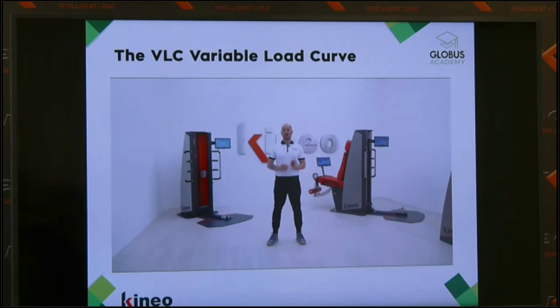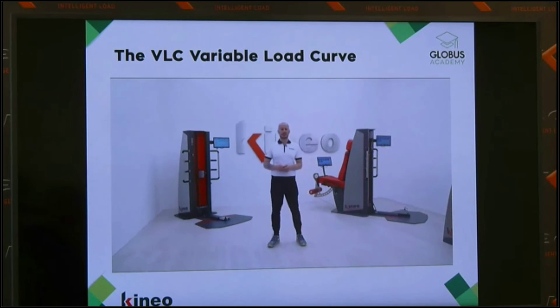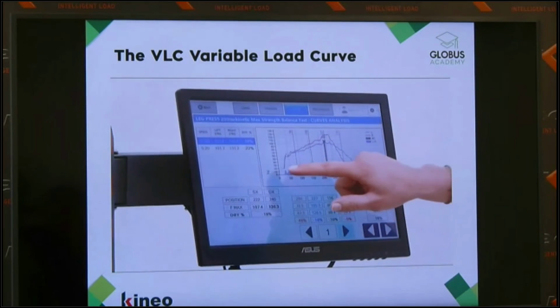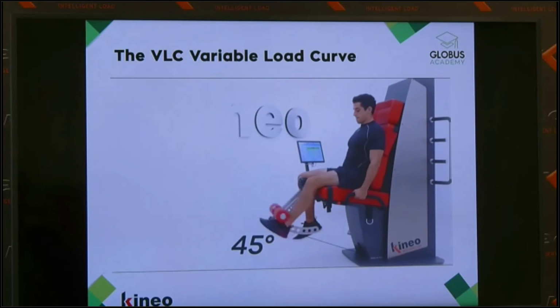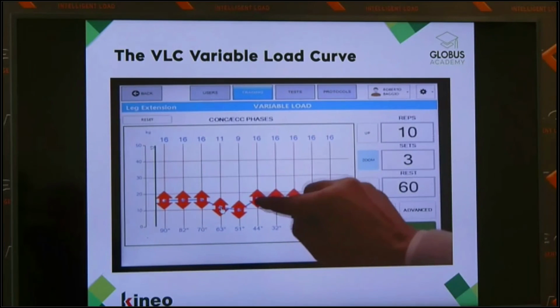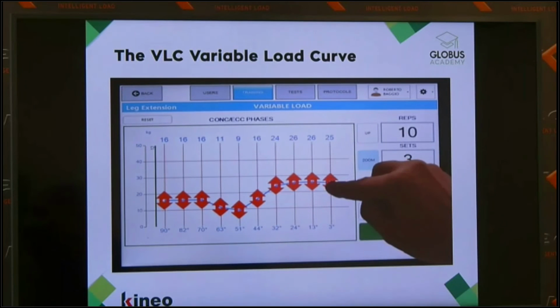To take an example, think of a leg extension exercise for a patient who has got a pain at a specific angle of the movement. After making an isokinetic evaluation and detecting the pain point, for example, at 45 degrees with the VLC method, we can decrease the load in the pain zone so that the patient can make the full movement without feeling pain.